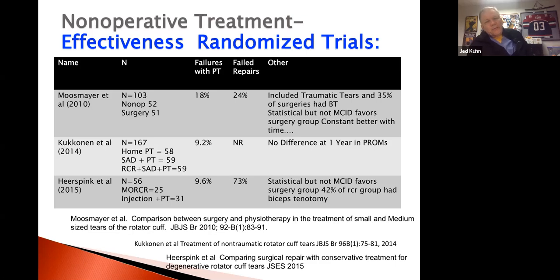Again, they saw about 10% of patients treated with therapy crossed over and had surgery, but they had a lot of failures of their rotator cuffs. And again, they had statistically significant differences, but they didn't reach the minimum clinically important difference for their patient-reported outcomes comparing the groups. But again, 42% of their rotator cuff repairs had a biceps tenotomy, which could definitely skew the results towards surgery. Next slide.